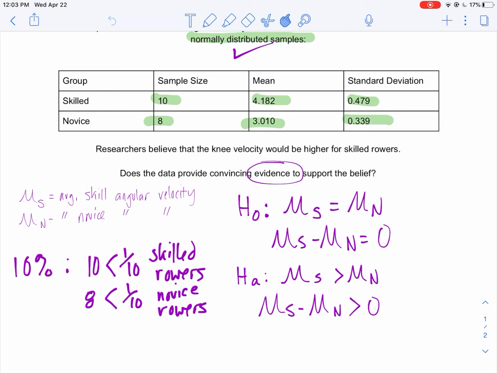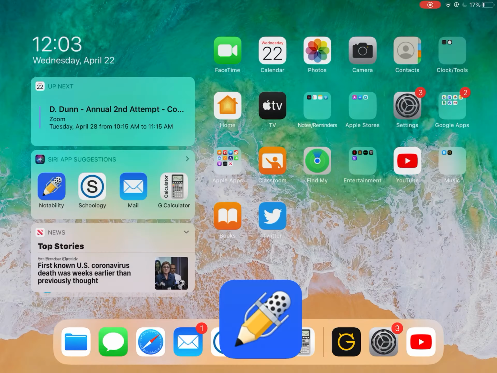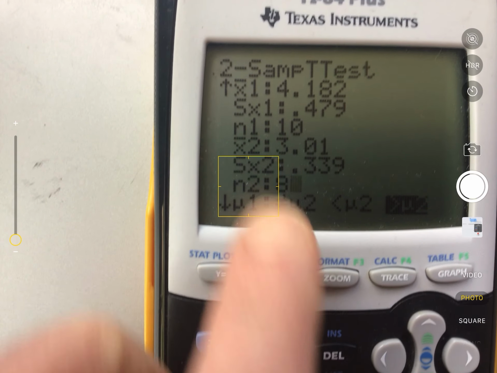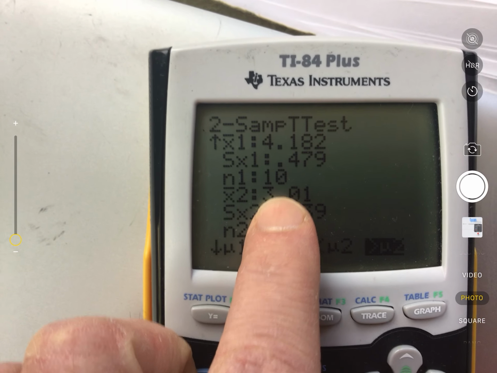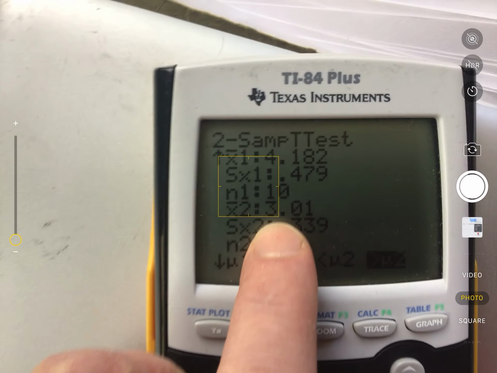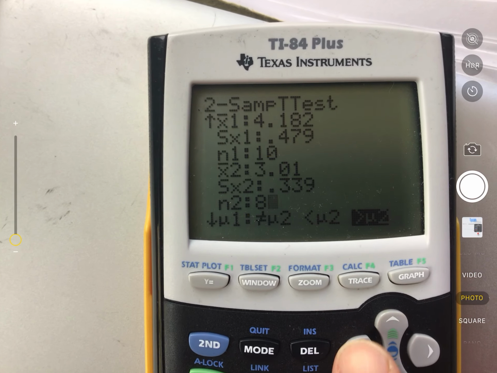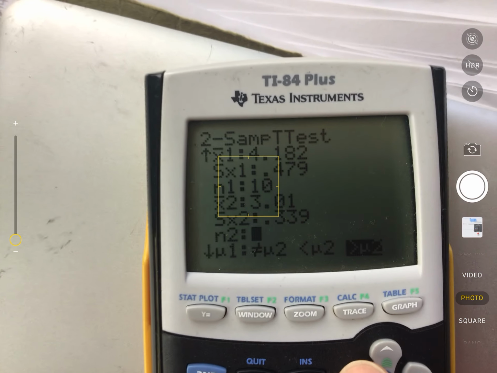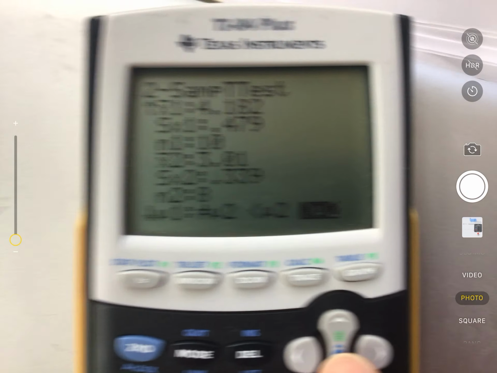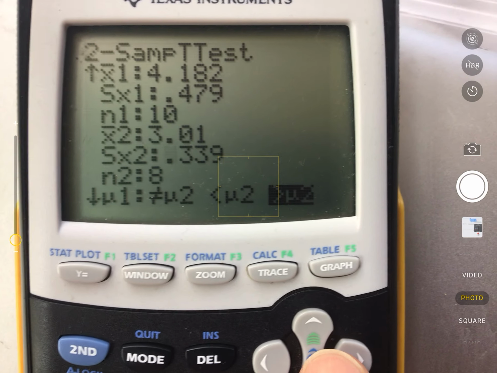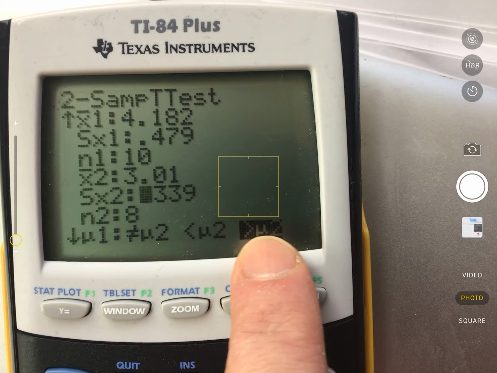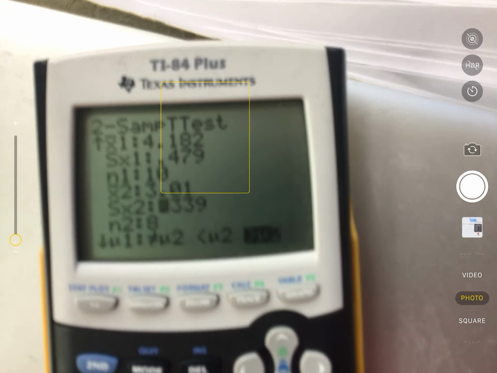All right, here we go. So I'm going to go with the camera function, so you'll have to see it. You'll notice I entered in my mean, my standard deviation, my sample size. Mean, standard deviation, sample size. And now I'm trying to prove that mu1 is greater than my second mu here. So you'll notice that I have mu1 is greater than my second one. That's what I'd want to go with.